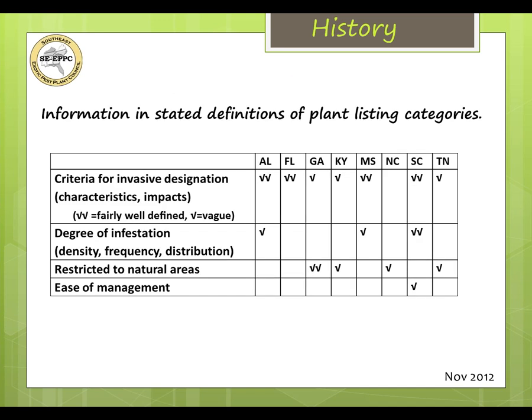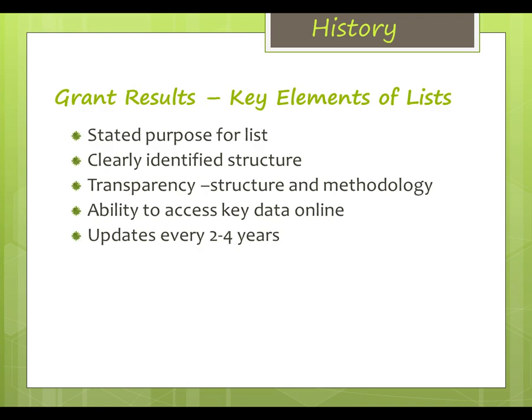So this table highlights some of the findings, and I don't want to focus on particular states, but I do want you to note that aside from providing a plant name and the invasive ranking, there was little consistency between lists. And there were also significant differences in the stated definitions of the invasive categories, differences in determining thresholds for invasiveness, differences in how clearly the criteria were explained, and how transparent the whole process was.